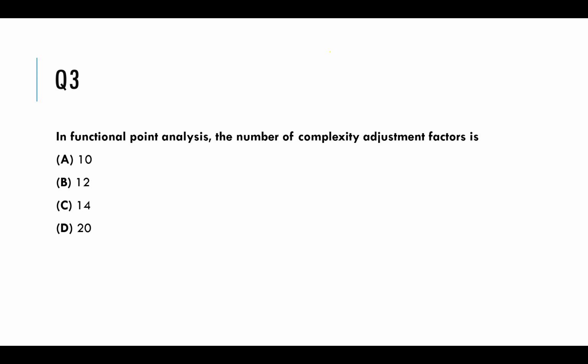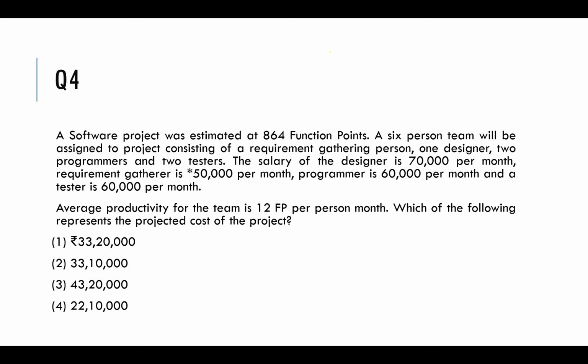In functional point analysis, the number of complexity adjustment factors is, this is the simplest question, 40. Now we have to find the estimated cost of the project first. Try to solve this question before looking at the solution. Our software project was estimated at 864 function points. There are a total of 864 function points given.